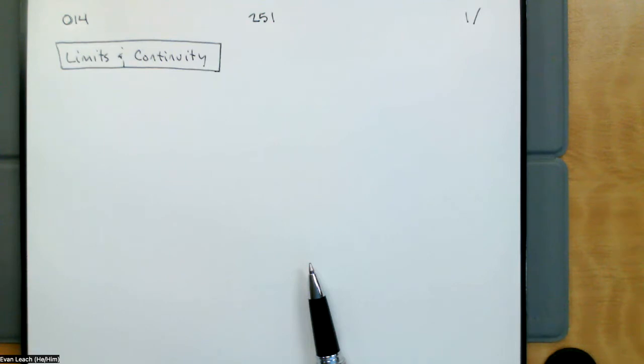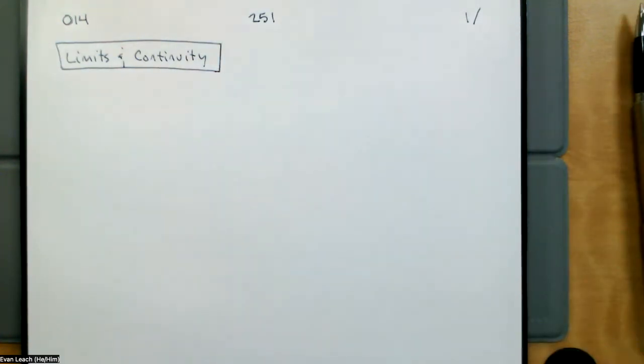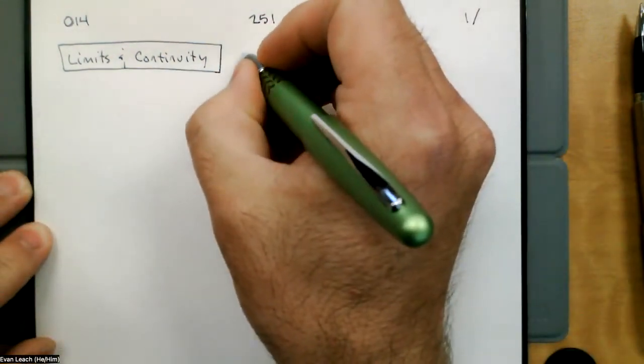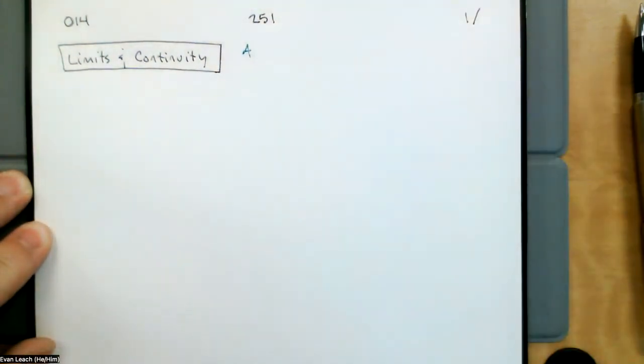Limits and continuity. I want to talk about continuity. We're going to start with an intuitive idea about what continuity is, and then we're going to realize that it's not a very good description. So sometimes we say that a function is continuous if we can draw its graph without lifting our pen from the paper. This is a bad definition of continuity, but it works really well.